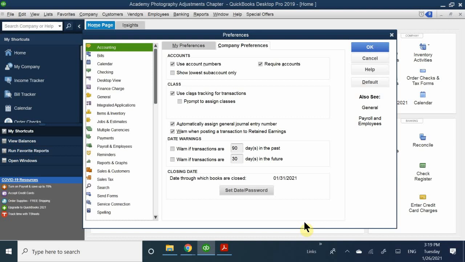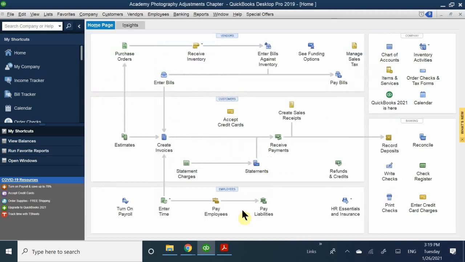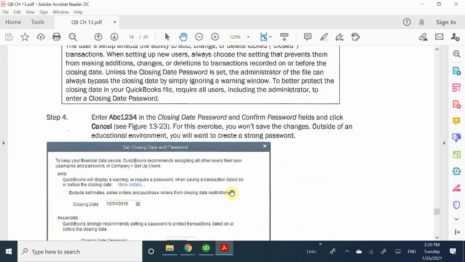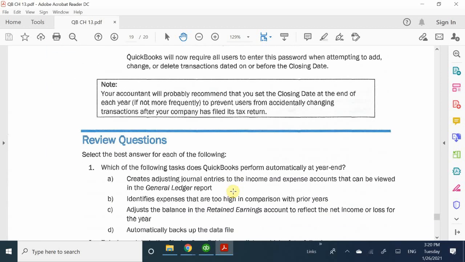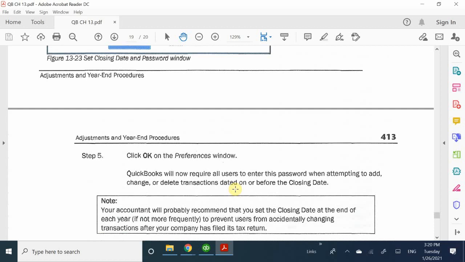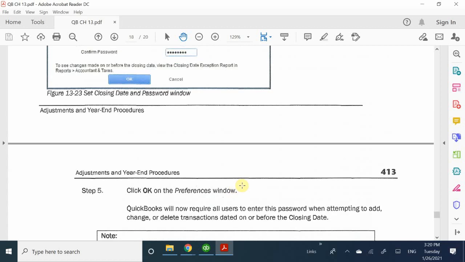Of course, in order to change the files, you would have to enter that code, the ABC1234. You're going to have to enter that to give you admin rights or privileges to be able to modify and edit the information. So that's how you set the closing date, through that window. And that is it for chapter 13. Any questions?